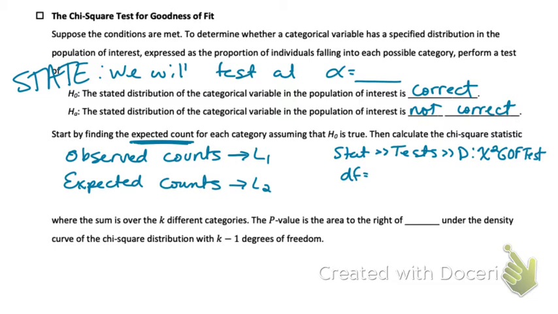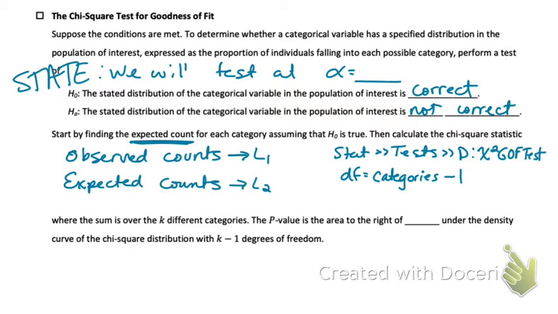Yeah, so it is going to be our categories. Our categories minus 1. However many categories we have, minus 1. All right, so slight tweak, but same idea. However many categories we have, minus 1. So it's not the sample size, it's the number of categories minus 1, slightly different.